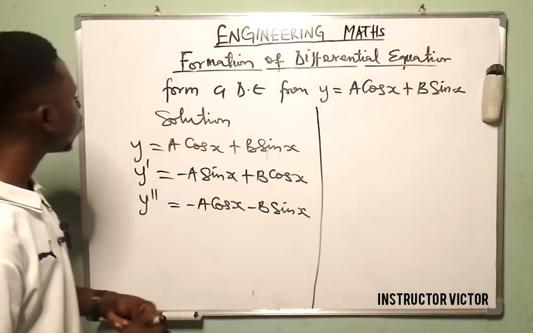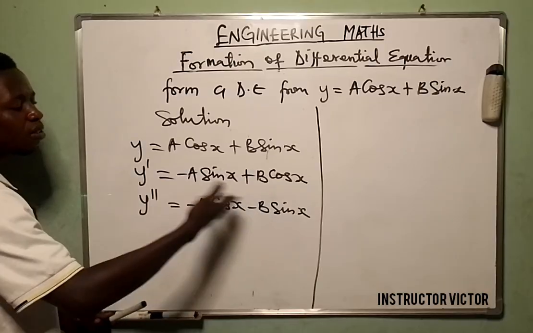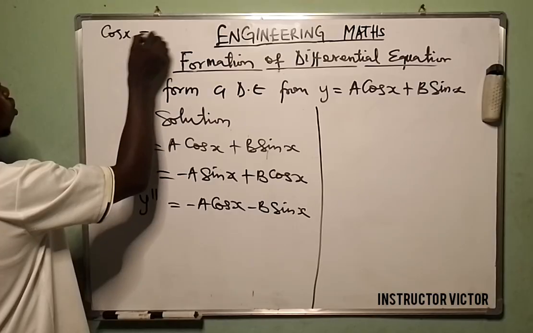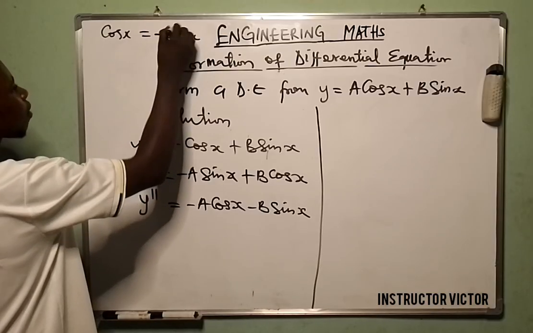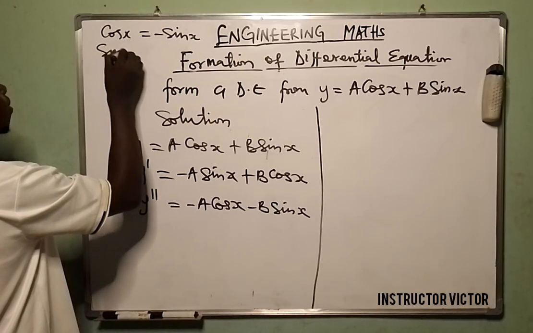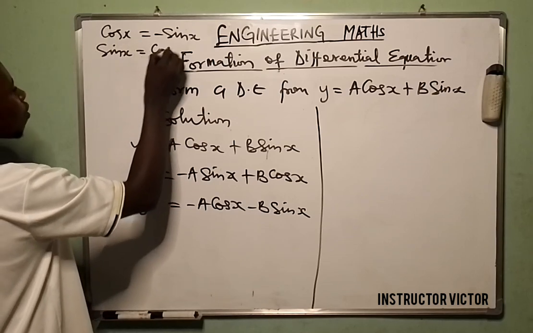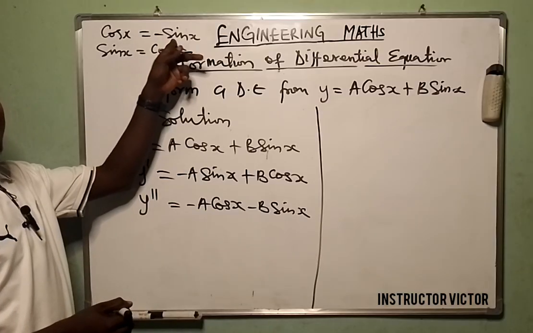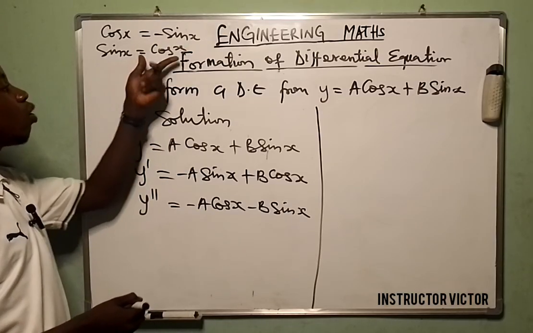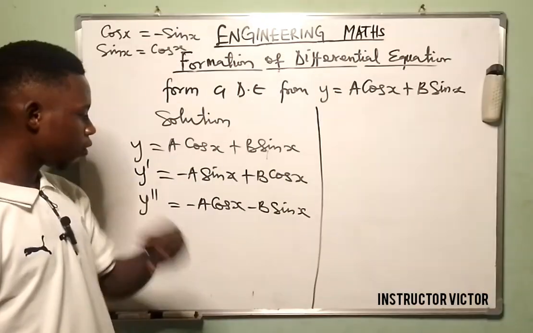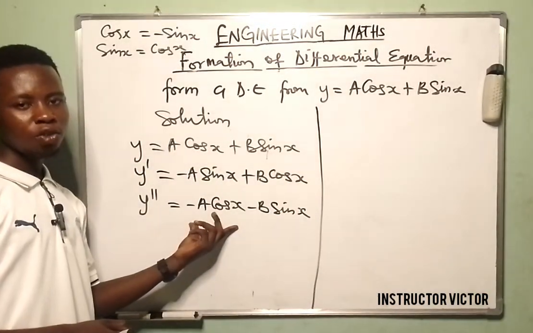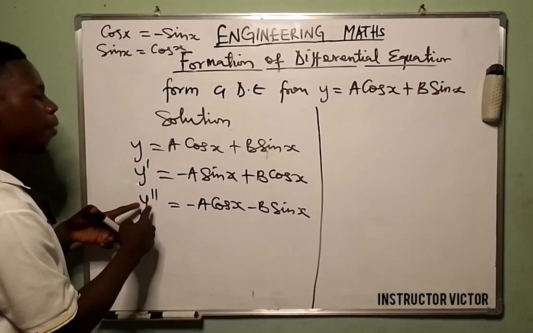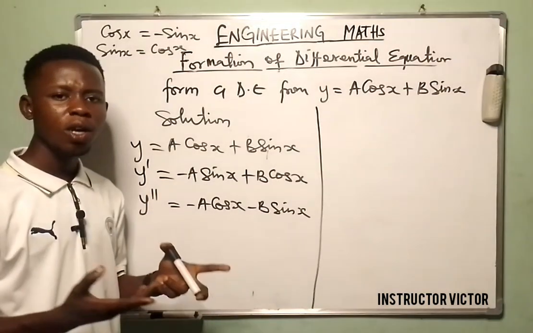Now let me educate you a little on the differentiation of these trigonometric functions. If you differentiate cos x, you get minus sine x. But if I differentiate sine x, you get cos x. So it is only the differentiation of cos x that gives us minus sine x, while differentiating sine x only gives cos x. I'm sure from that you understand what I did here. Now we have our first and second derivatives.